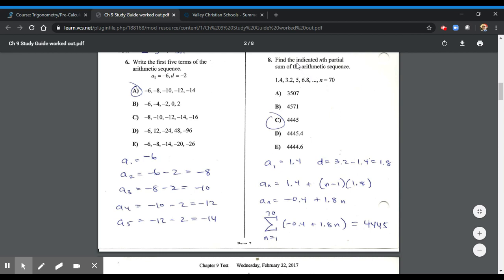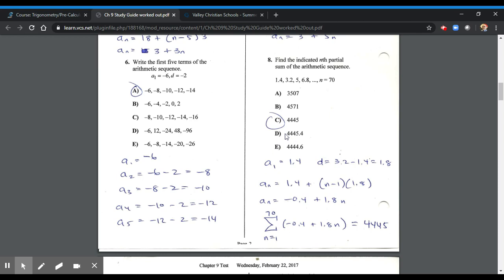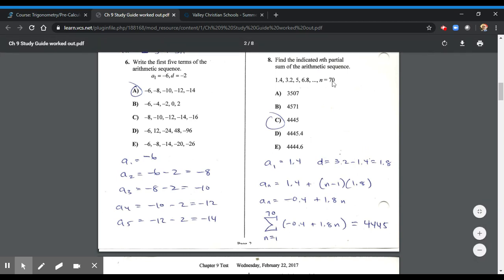Let's look at 8 here. Find the indicated nth partial sum of the arithmetic sequence. Okay, now I could do this the long way, or I could do it a little bit shorter here. Well, let's first figure out what my term is here. So a sub 1 is equal to 1.4. My difference d is 1.8, and I've got 70 terms, right?